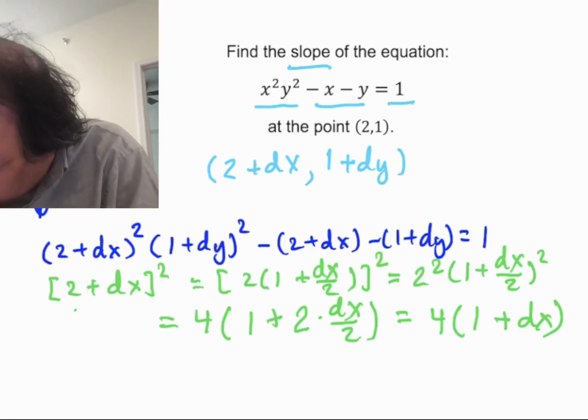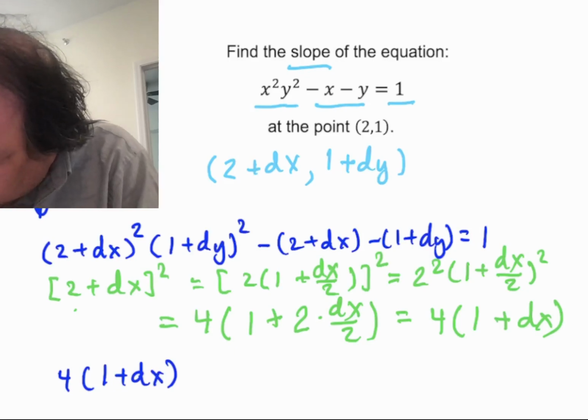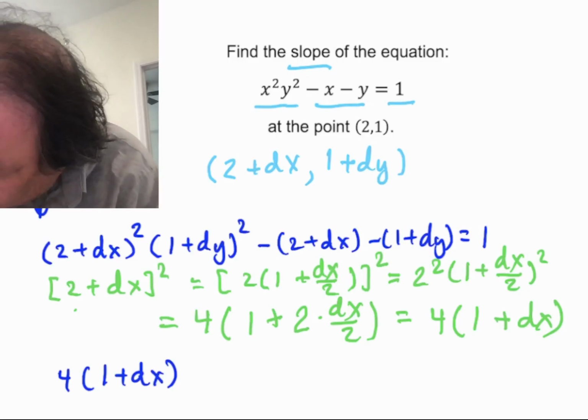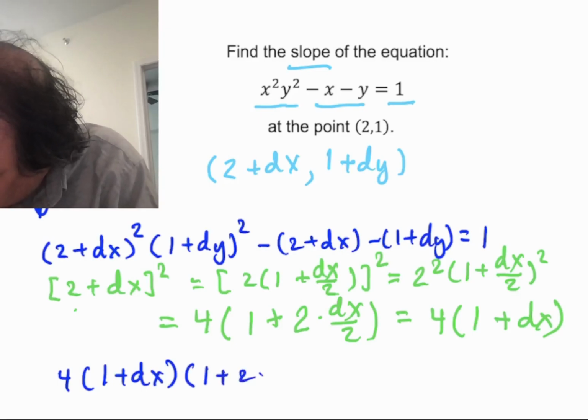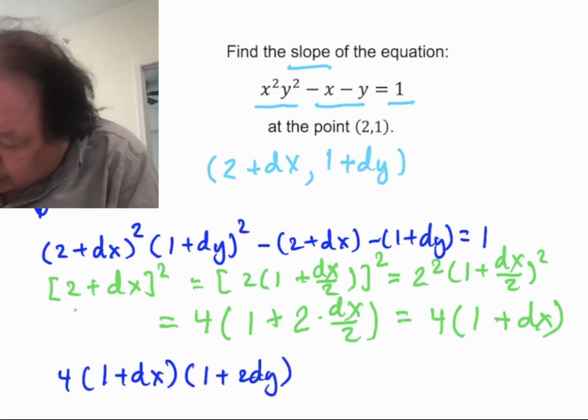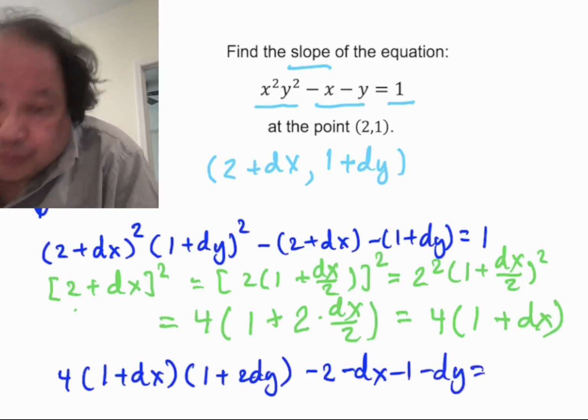We're going to have 4 times 1 plus dx; that's what happens to the first term. 1 plus dy squared is 1 plus 2 dy. Minus 2 minus dx minus 1 minus dy equals 1.